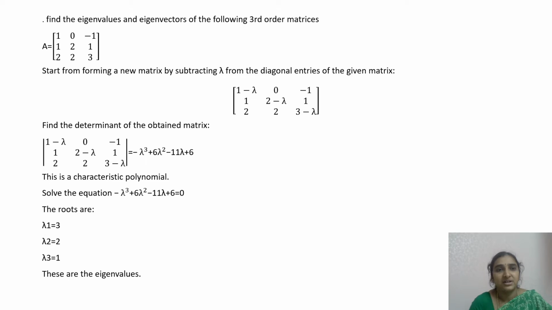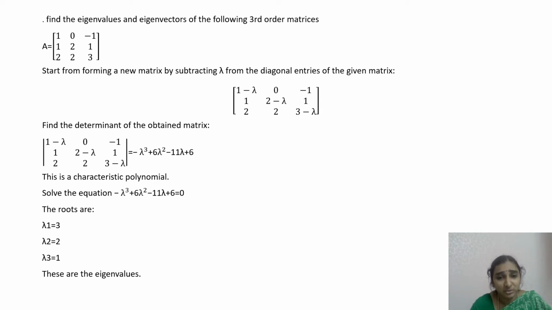Now let us find eigenvalues and eigenvectors for one more matrix of order 3. Let A be equal to [1, 0, -1; 1, 2, 1; 2, 2, 3]. Start by forming a new matrix by subtracting lambda from the diagonal entries of the given matrix. The resultant matrix would be [1 - lambda, 0, -1; 1, 2 - lambda, 1; 2, 2, 3 - lambda]. Find the determinant of the obtained matrix.